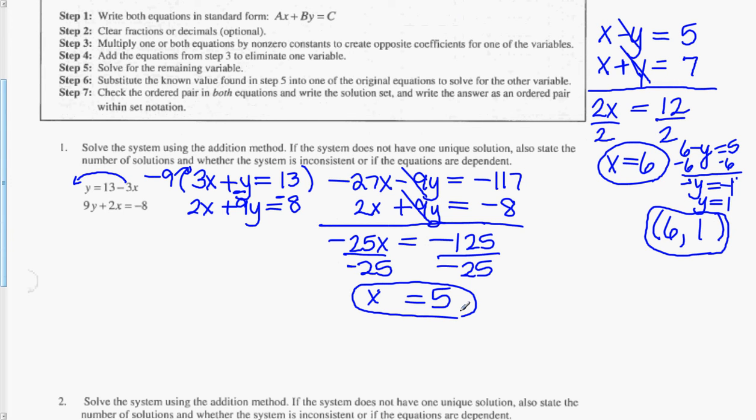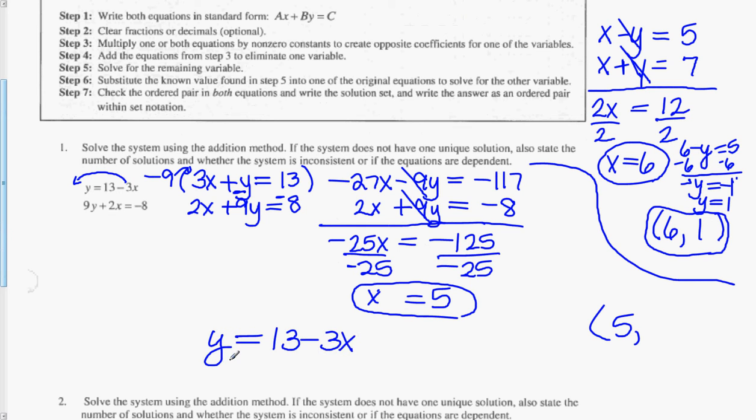You can go back and use either equation for your x. So my ordered pair for this one, I'm going to get 5 for the x. So I'm going to come over here and say, okay, to get y, y equals 13 minus 3x. So y equals 13 minus 3 times 5. So that's 13 minus 15, which is -2.